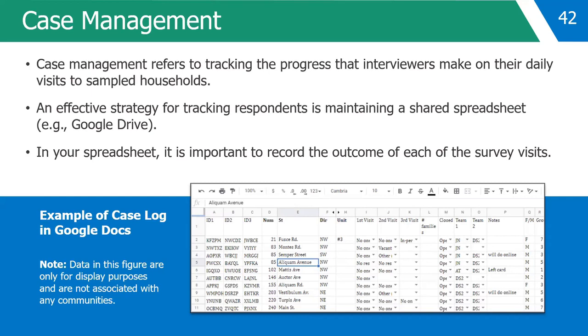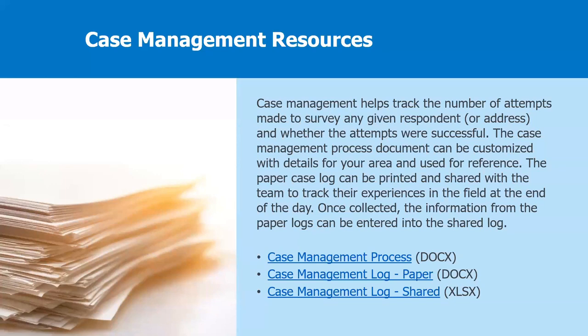You may want to print out a paper version of this to carry with you and fill the spreadsheet in at the end of the day. And we do have tools for that as well. We have a process document that includes some summary information for the field teams. You can customize that for your local area. There's a simplified version of the log that you can print out, and then an Excel version of the shared log, which contains a bit more information. You can use that in Google Drive or whatever sharing program you have, which is a really good approach.